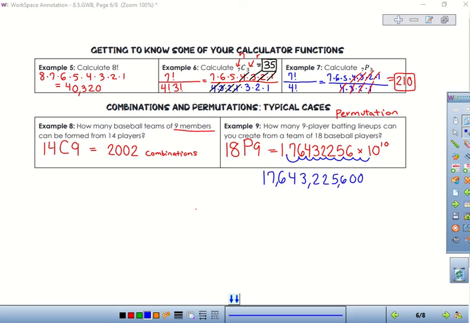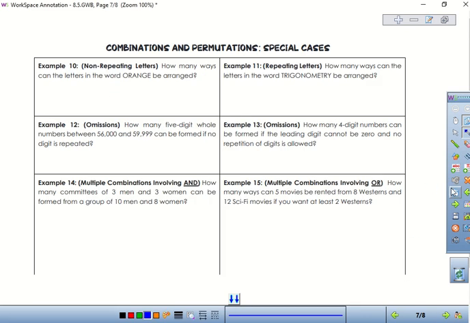Is everybody good? Okay. So now we're going to talk about combinations, permutations, and what we call special cases. I thought we had 2 more. Okay.